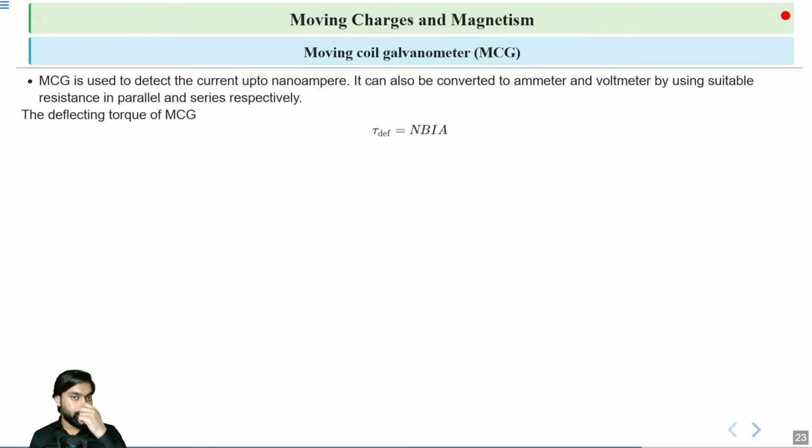If we talk about the working principle, we can say when a current I flows through the coil of the galvanometer, it experiences a magnetic force. The coil has N turns, each of area A, placed in a magnetic field of strength B. The current in the coil produces a torque that tries to rotate the coil, called the deflecting torque. So the formula to calculate the deflecting torque is tau deflecting equal to NBIA.